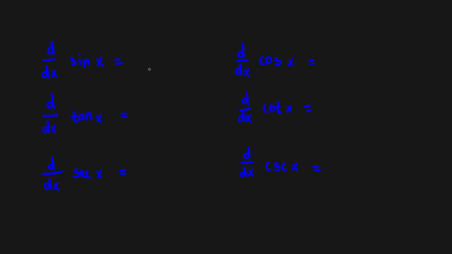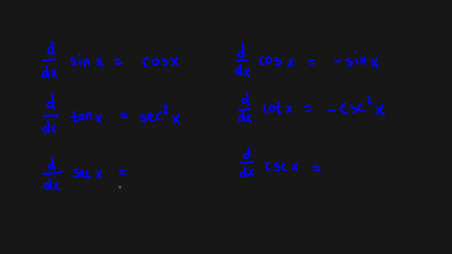The derivatives of trigonometric functions are as follows. The derivative of sine x is cosine x. The derivative of cosine x is negative sine x. The derivative of tangent of x is secant squared x. The derivative of cotangent x is negative cosecant squared x.